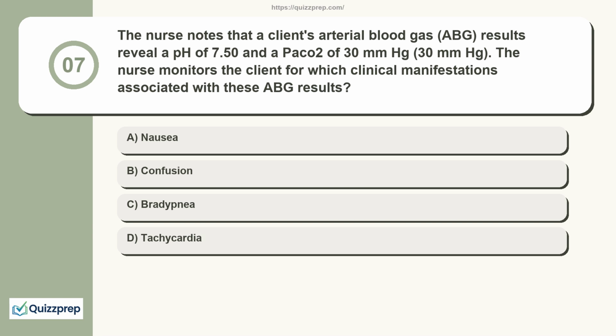Question 7. The nurse notes that a client's arterial blood gas (ABG) results reveal a pH of 7.50 and a PaCO2 of 30 mm Hg. The nurse monitors the client for which clinical manifestations associated with these ABG results: nausea, confusion, bradypnea, tachycardia.